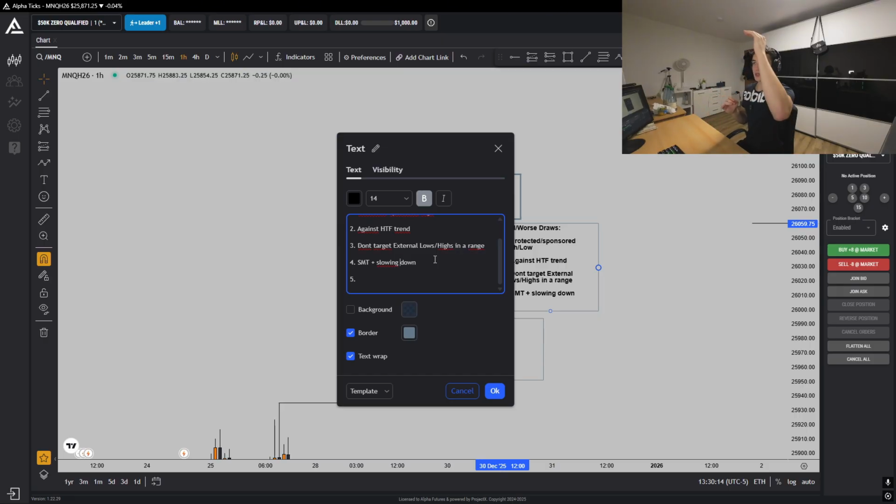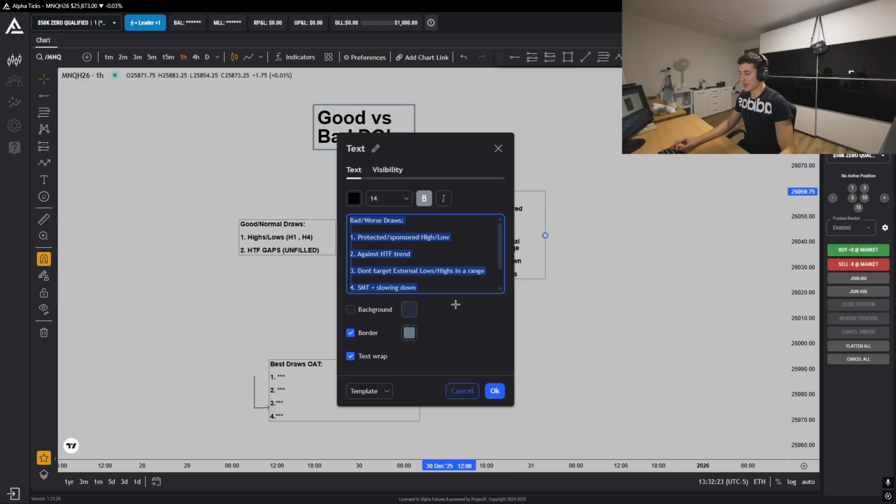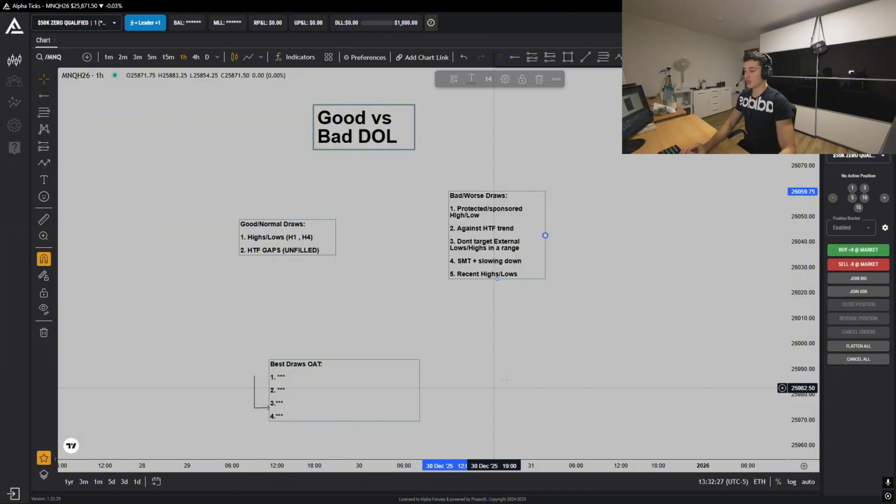But if ES takes the draw, and you can see NQ starts wicking a lot, ES starts wicking, we start ranging for a few minutes, this is a bad sign. I would not take something like this. Also, please stay away from the last bad or worst draw liquidity. Those are recent highs and lows.